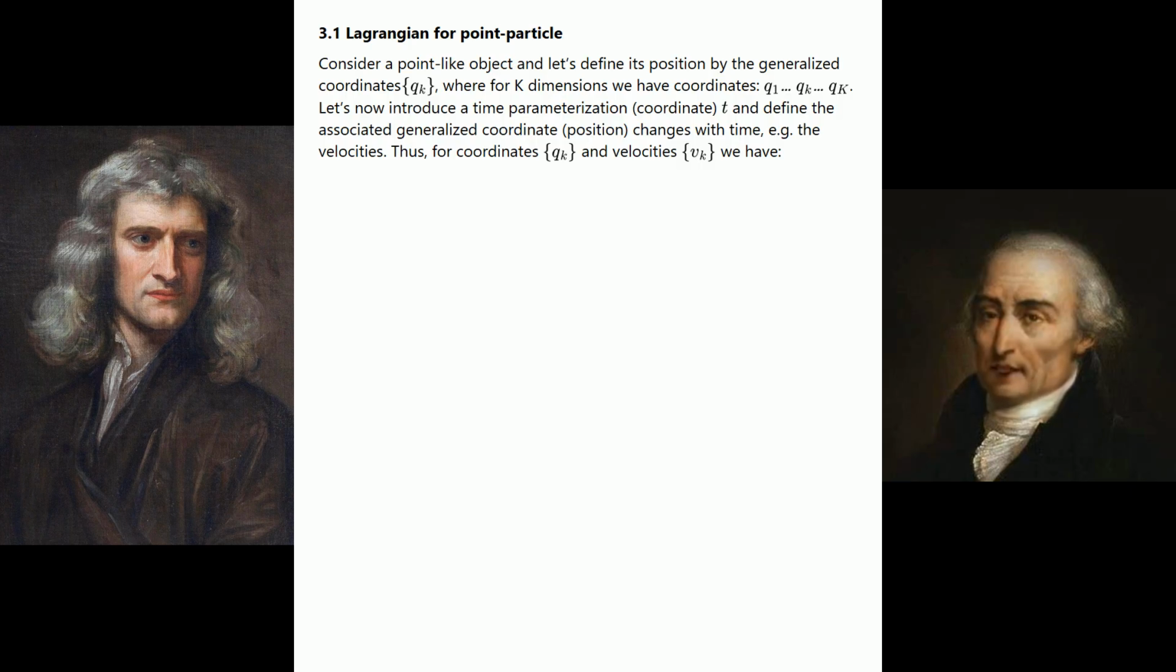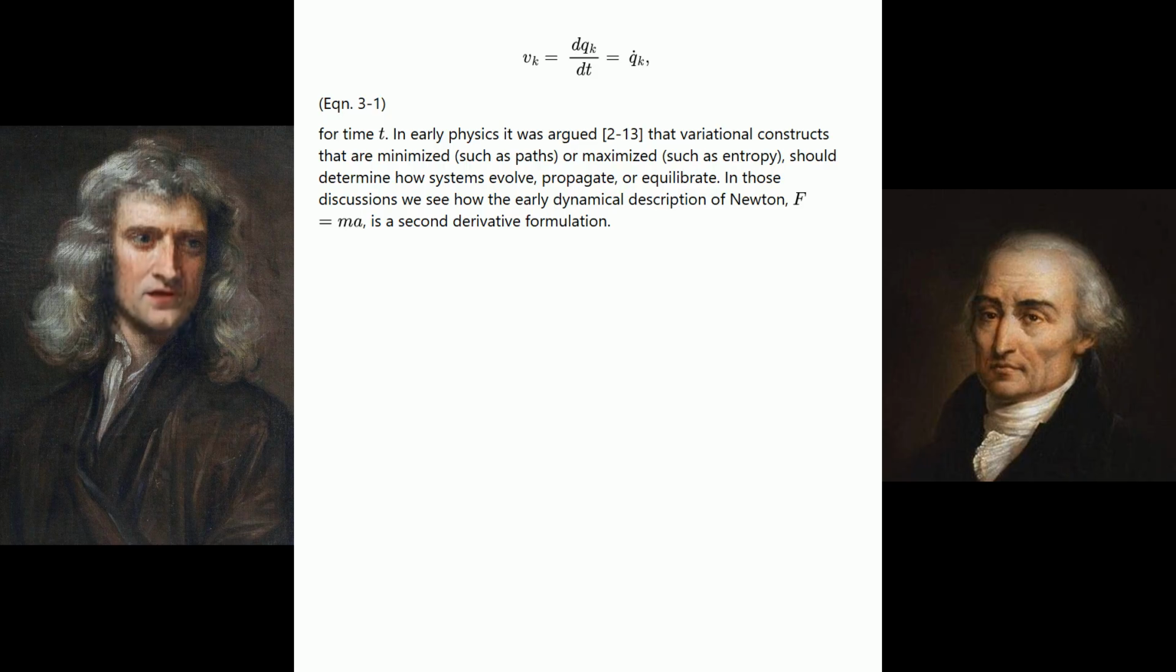Let's now introduce a time parameterization coordinate, t, and define how the associated generalized coordinate positions change with time, i.e. the velocities. Thus, for coordinates the set q sub k and velocities the set v sub k we have Equation 3-1, for time t.